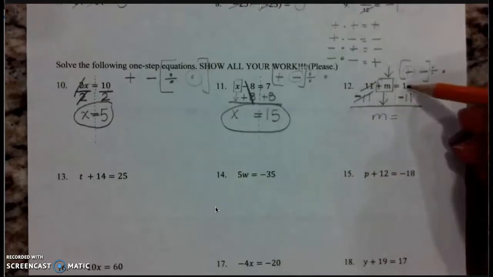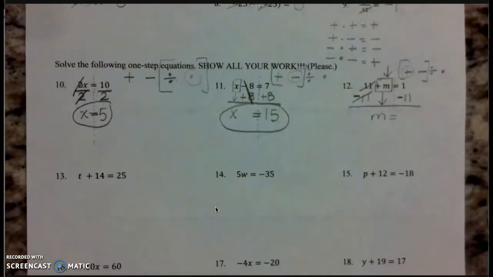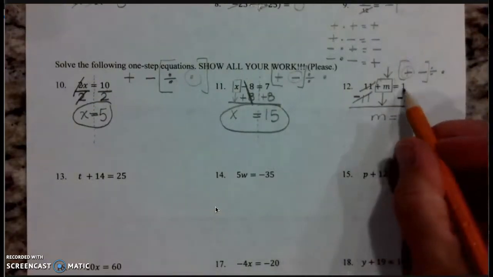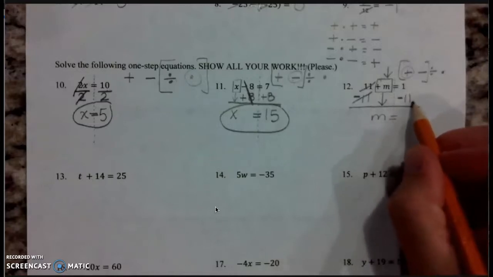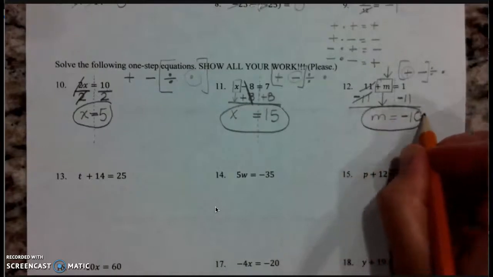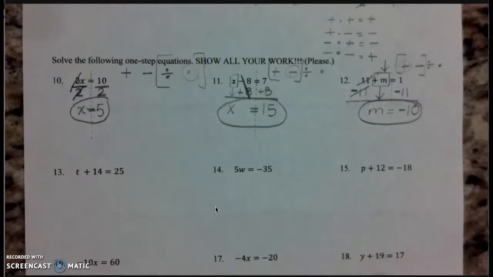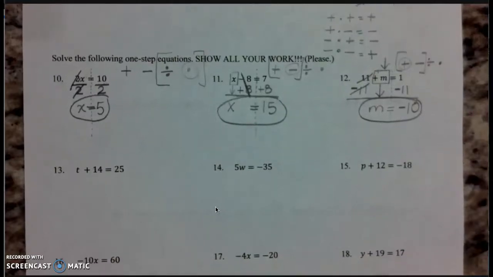And then 1 take away 11. I can go to my calculator. I can think of the number line, whatever you would like to do. If I have $1 and I owe $11, I ultimately still owe $10. Let's do a couple more, and then we will be done for you to practice on your own.